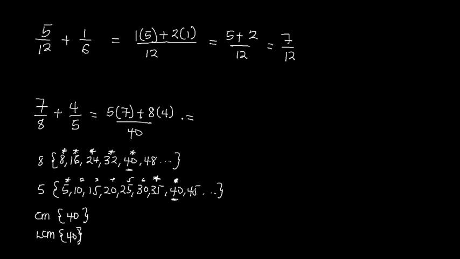Okay, so now all that we are left with is to multiply the numbers that are in and out of the bracket, and then we add them to get our answer for this particular problem. So 5 times 7 will give us 35, plus 8 times 4 will give us 32, all over 40. So 35 plus 32 will give us 67 divided by 40. So our final answer for this particular example is 67 on 40.